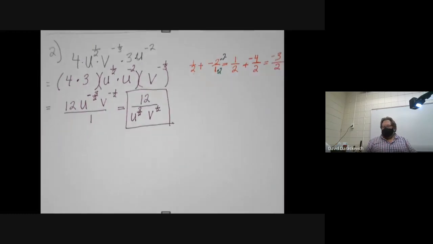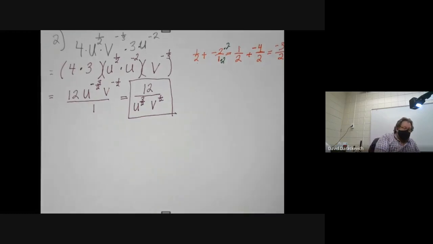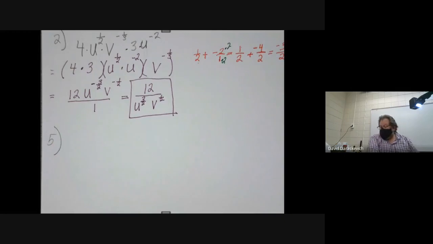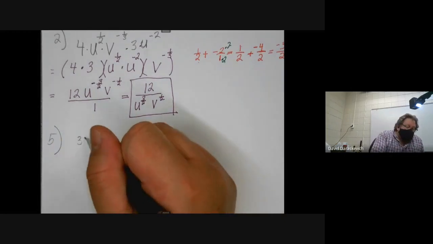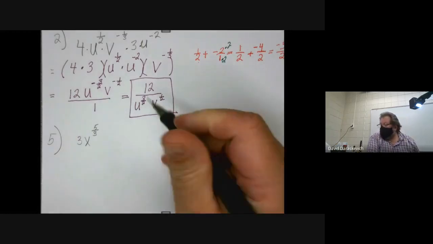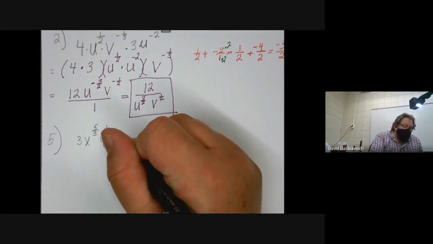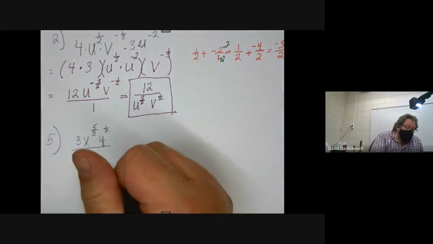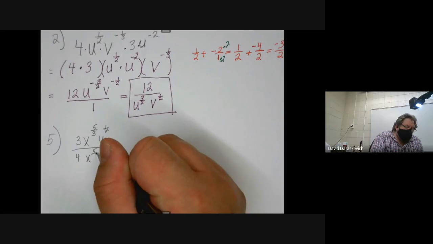All right, next one, I'm going to do number 5. Number 5, I have 3x to the 5/3 y to the 1/2 over 4x to the 5/4.